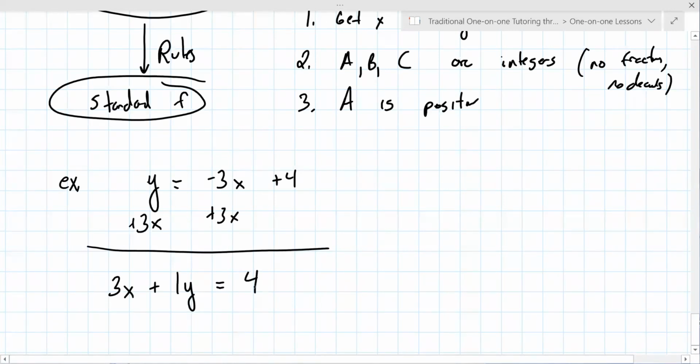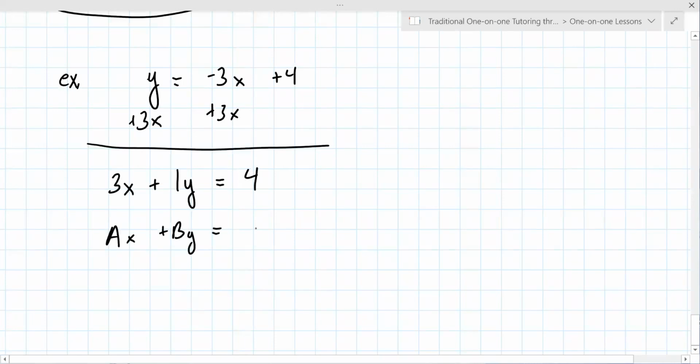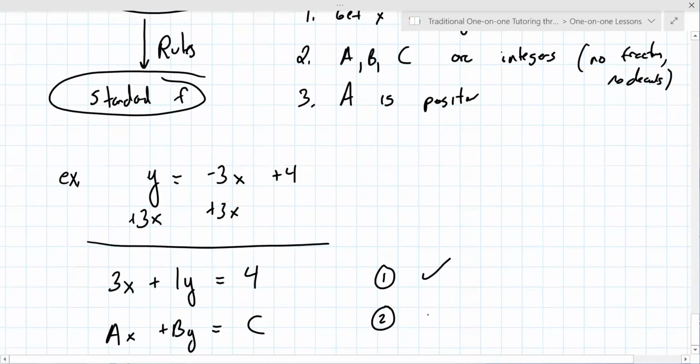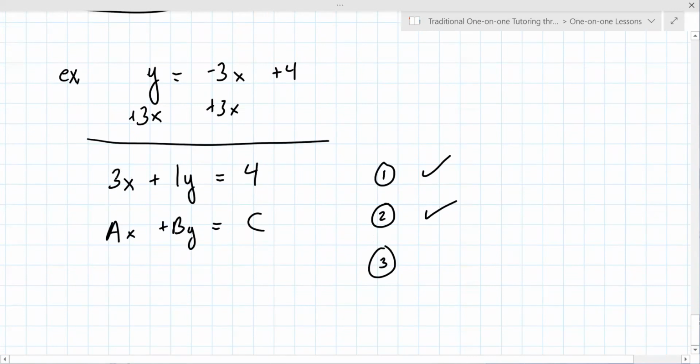Now notice, in the first example, the x comes first. So we're done here. Now let's see why we're done. ax plus by equals c. The first thing I said is that x and y have to be on the same side. Check. The second thing I said is that a, b, and c, 3, 1, and 4, have to be integers. No fractions, no decimals. The last thing is that a, this number 3, has to be positive. So we got all of them.